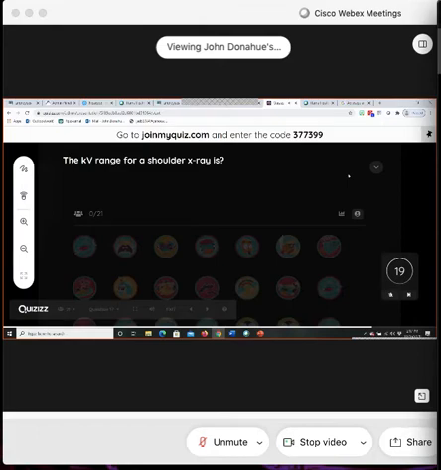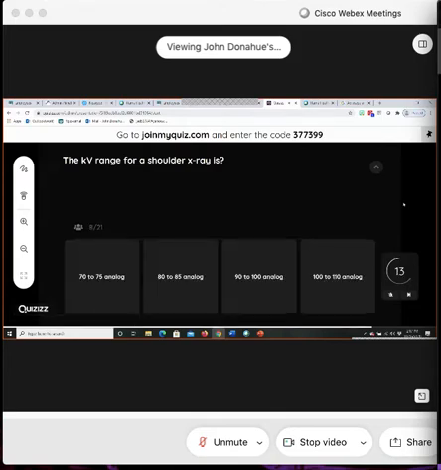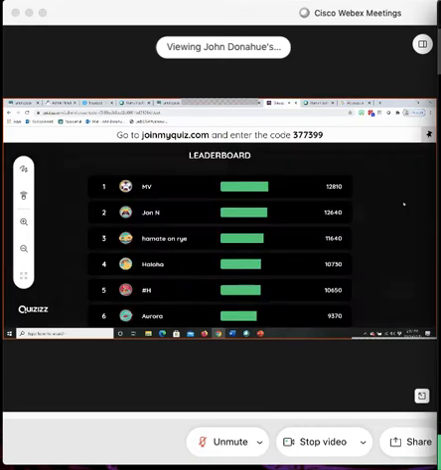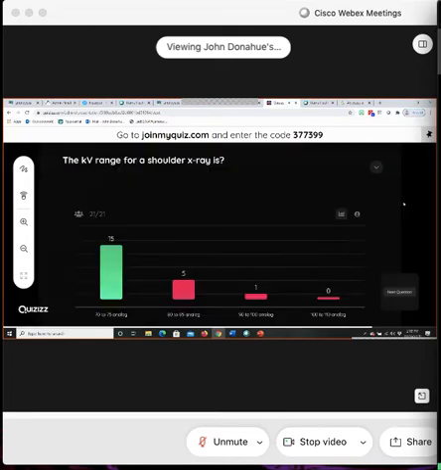The KV range for a shoulder x-ray is that is going to be 70 to 75. So I threw that in there as well. Make sure you look at those KV ranges, average where they should be. It's going to be 70 to 75 analog. It does change slightly for digital, 75 to 80 for digital.